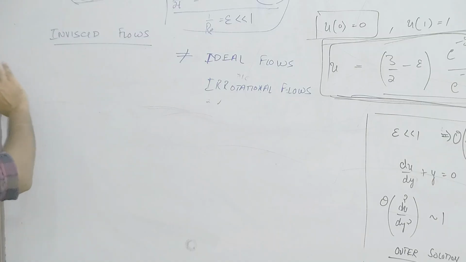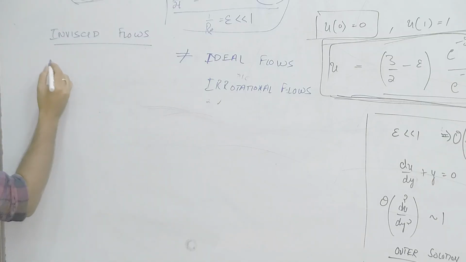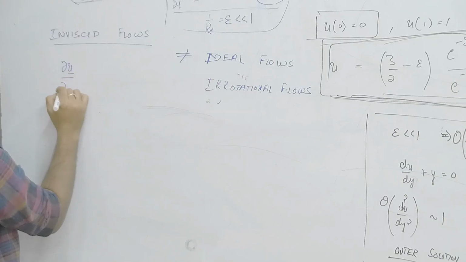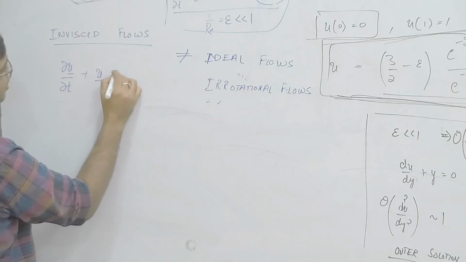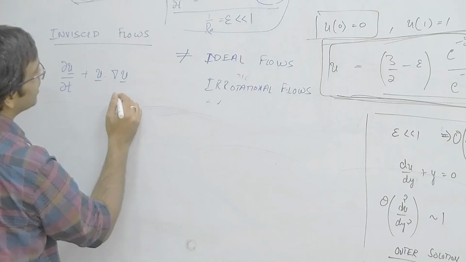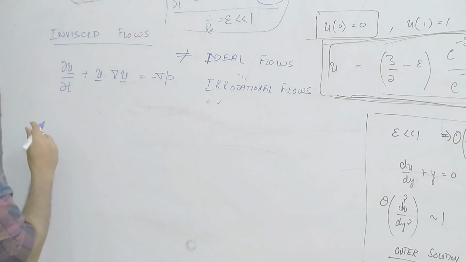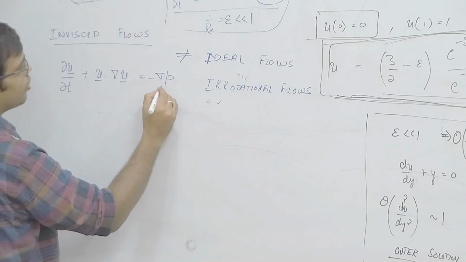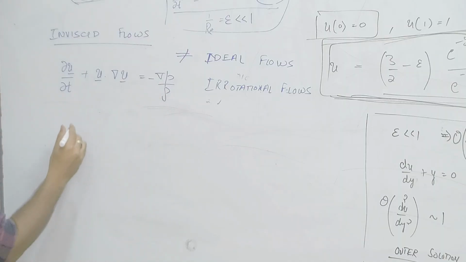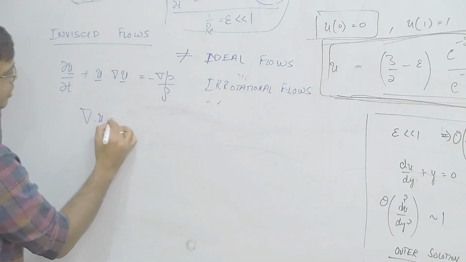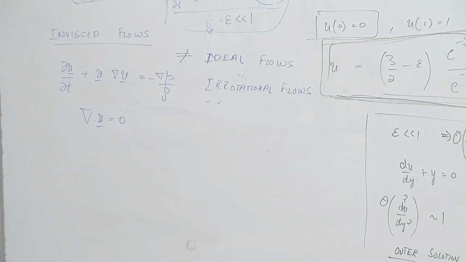The governing equation, again we are looking at incompressible inviscid flows. The governing equations are these. So in the dimensionless form they are this, and in the dimensional form there will be a rho appearing here, that's it, and then you have del dot u equals 0 as well. So these are the governing equations of inviscid flows.